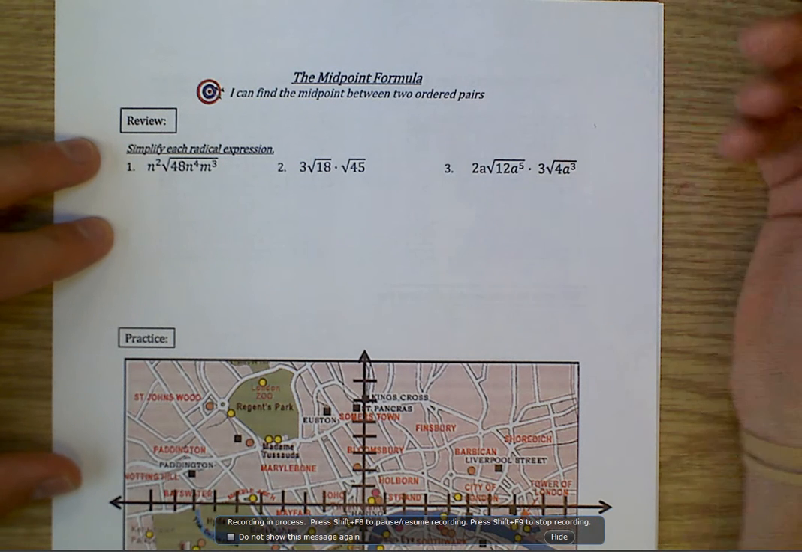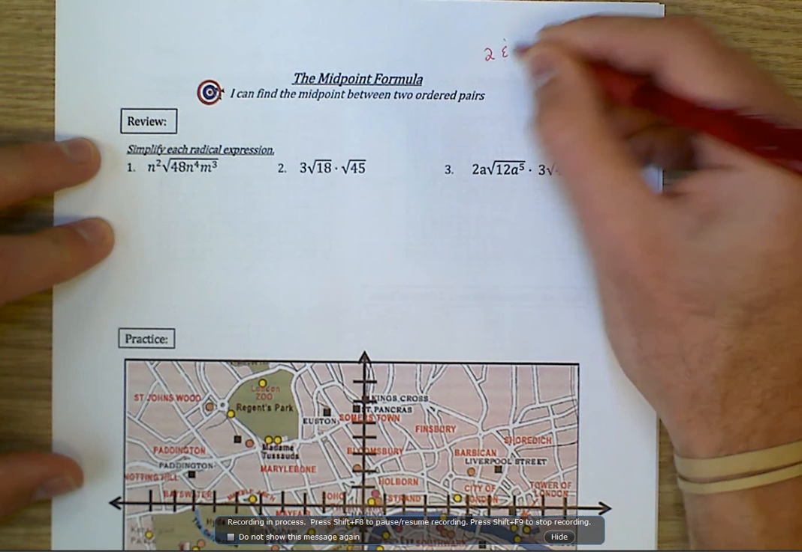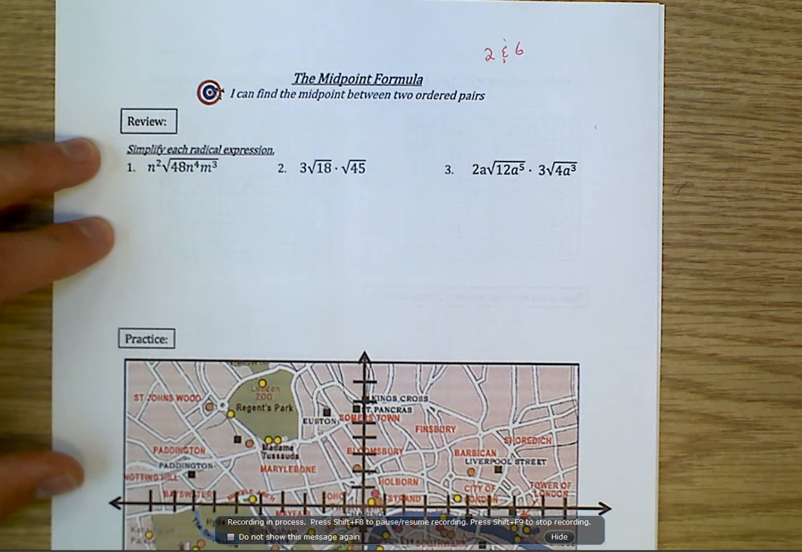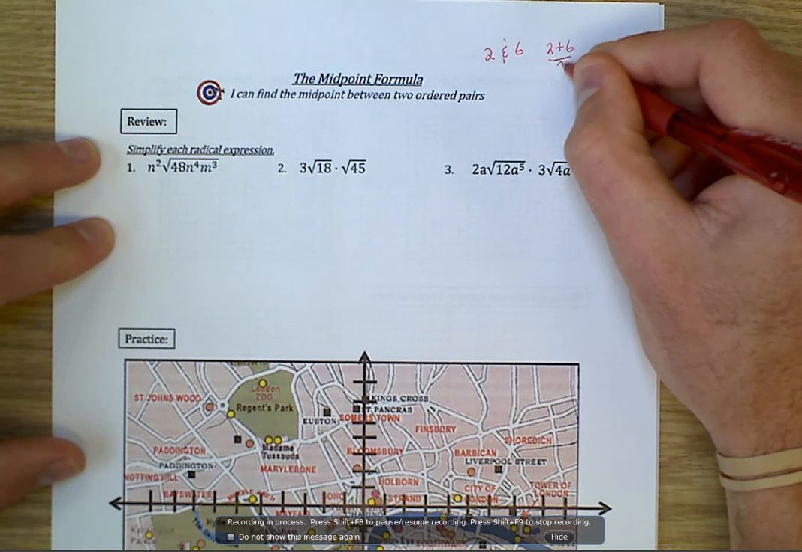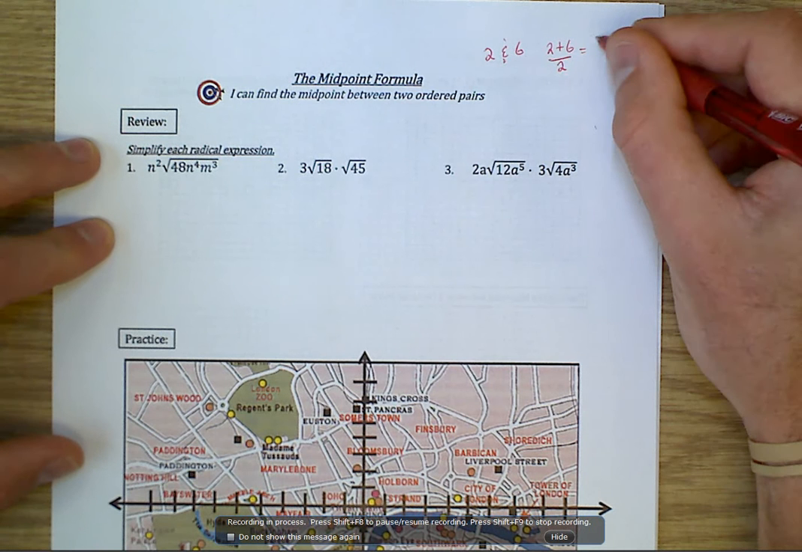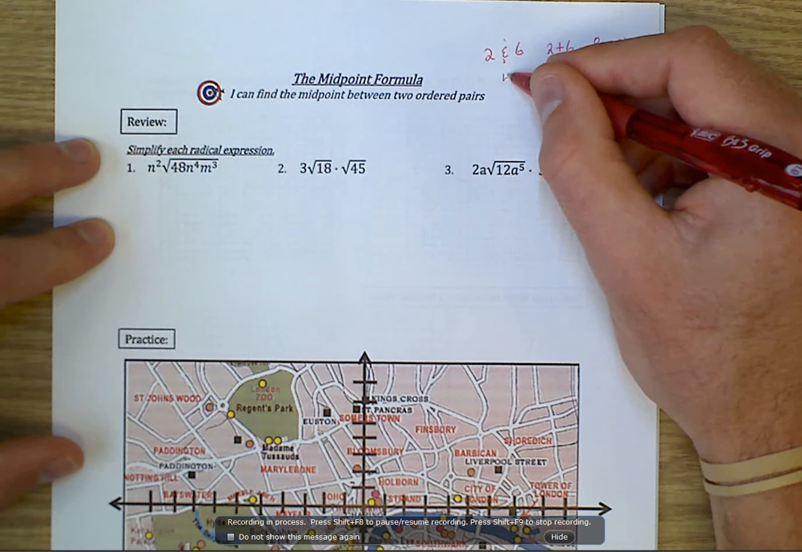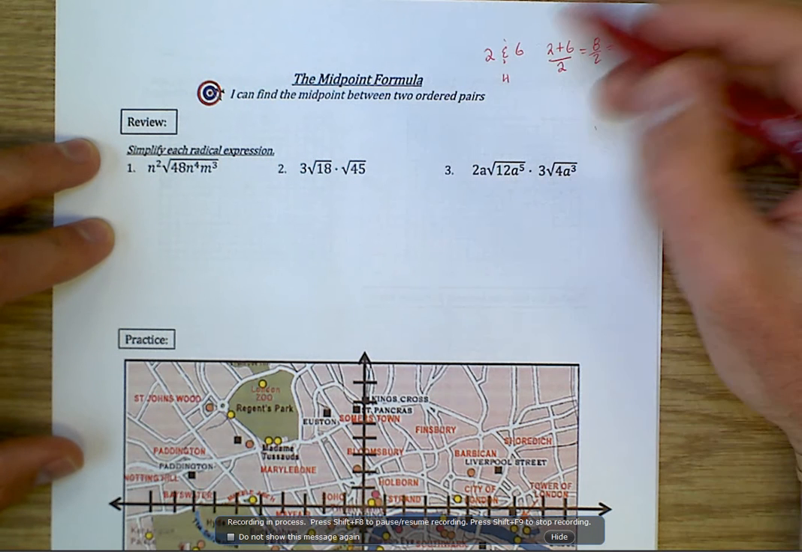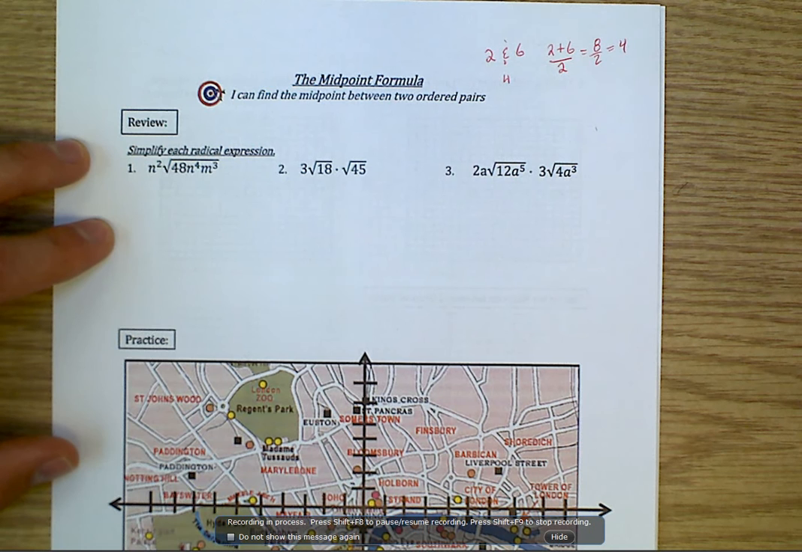Just think of average. If I wanted to find the average between 2 and the number 6, what would you do? Well, you'd go 2 plus 6 and divide by 2, right? And that would give you 8 over 2, which is 4. So 4 would be in the middle of 6 and 2. I think that's a pretty basic problem. You can hopefully understand that. But that's essentially what you're doing today. You're finding the average, or the middle, of 2 points.